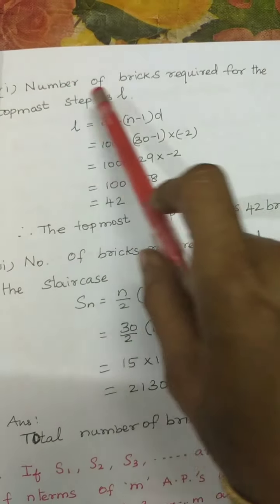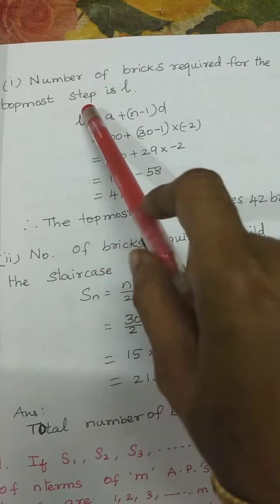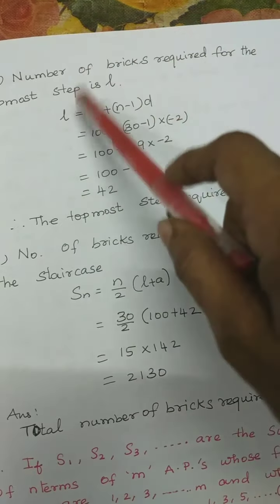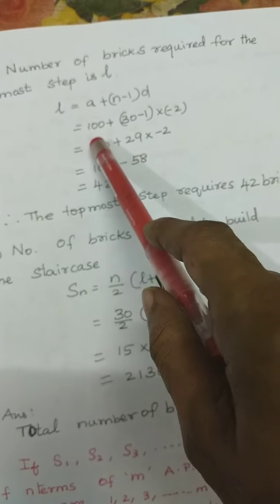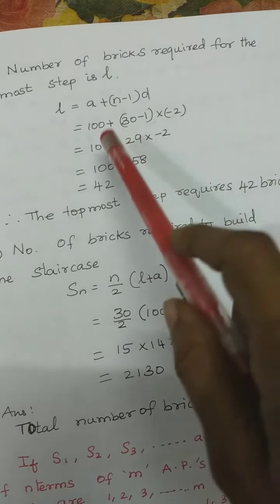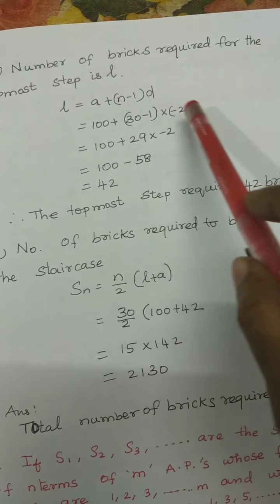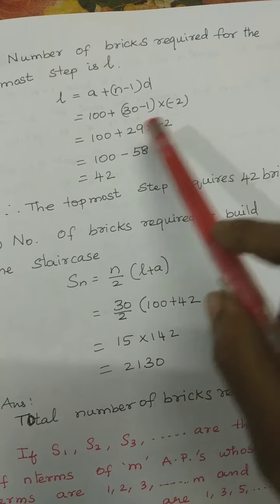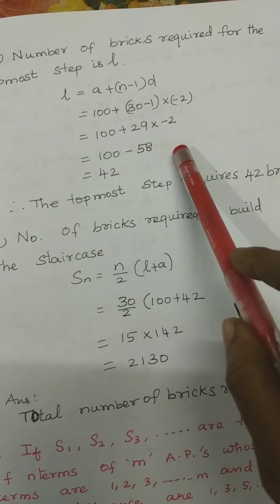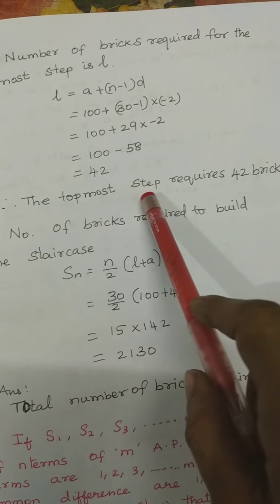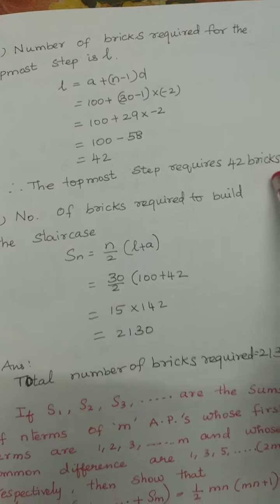First question: the number of bricks required for the topmost step is l, the last step. Taking the first step as 100, l = a + (n − 1)d = 100 + (30 − 1)(−2) = 100 + 29 × (−2) = 100 − 58 = 42. The topmost step requires 42 bricks.